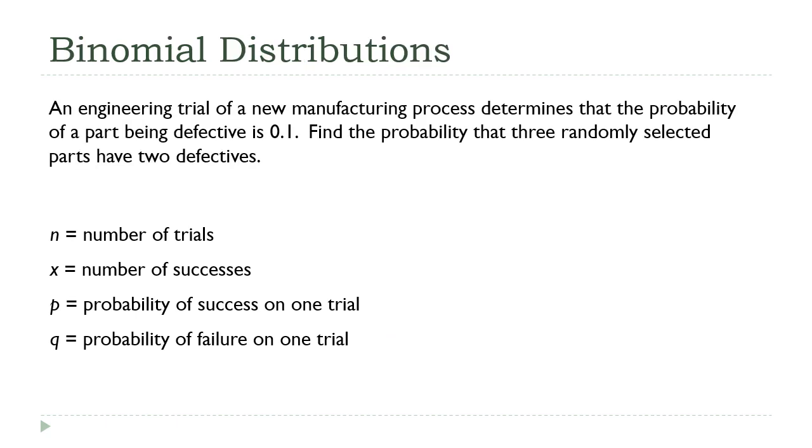All right, we have an engineering situation. They've got a new manufacturing process, and they've determined that the probability of a part being defective is 0.1. And we want to find the probability that 3 randomly selected parts have exactly 2 defectives. Okay, so you see what I've done here, right? This is how I approach these problems.